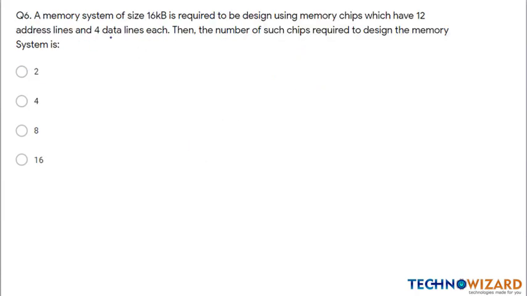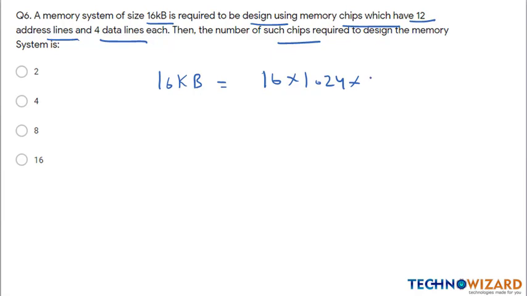Next question. A memory system of size 16 KB is required to be designed using memory chips which have 12 address lines and 4 data lines. The question is asking for the number of chips. We have to design a memory system of 16 KB, that is 16 into 1024 bytes, and 1 byte is equal to 8 bits.